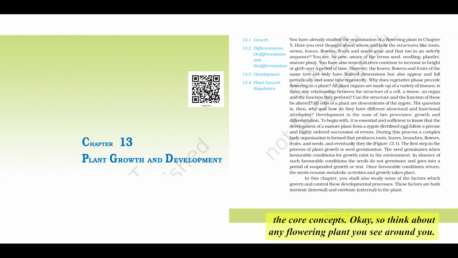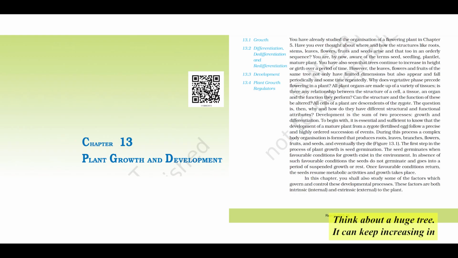Okay, so think about any flowering plant you see around you. Maybe one you've studied before, its overall organization, its anatomy. But have you ever really stopped to think about where and how structures like roots, stems, leaves, and then later flowers, fruits, and seeds, where do they actually come from? Not in that much detail, I guess. And it's always in such an orderly sequence, right? It's not random at all. You know the basic journey: seed, then seedling, then a little plantlet, and finally the mature plant.